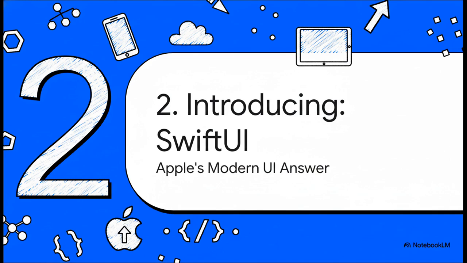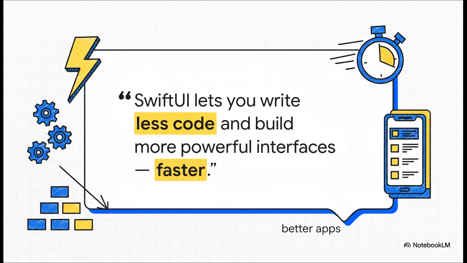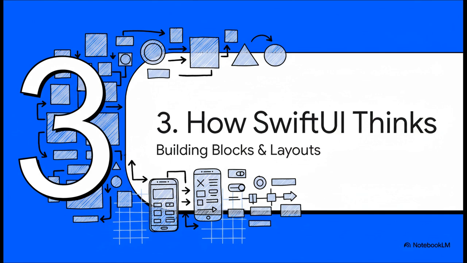Let's talk about SwiftUI. At its heart, SwiftUI is Apple's modern, fresh take on building apps. The keywords you really need to remember here are declarative, all Apple platforms, and simple Swift code. It's not just an update, it's a complete rethink of how user interfaces should be built from the ground up. And this quote just nails it, right? This is the entire philosophy behind SwiftUI. It's all about efficiency and power. The goal is to let you write less code, to build better, more powerful apps, and to do it a whole lot faster.